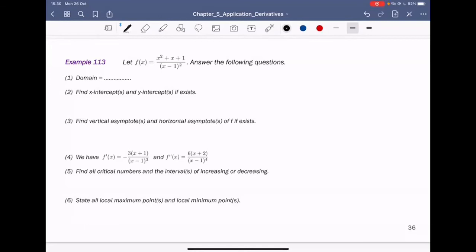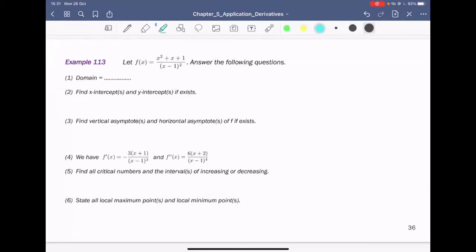All right, so let's do example 113 then. This is the one where we're going to plot the graph. It is going to be a little bit harder compared to the previous example. Let's look at this example together. We have a fraction now, which is good because this is an example where we have a vertical asymptote. So let's look at the domain.